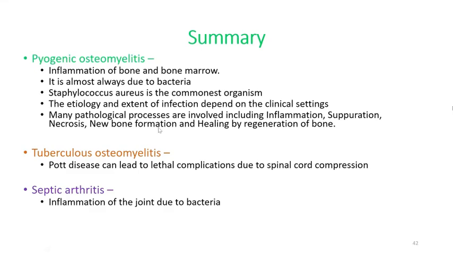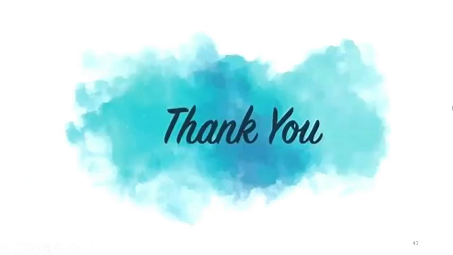And there are many pathological processes involved in acute pyogenic osteomyelitis, including inflammation, suppuration, necrosis, new bone formation, and healing by regeneration of bone. And we talked about two different terminologies, sequestrum and involucrum. You have to remember those two. And under chronic osteomyelitis, we talked about tuberculous osteomyelitis and Pott's disease, and it can lead to lethal complications due to spinal cord compression. And lastly, we talked about septic arthritis, that's the inflammation of the joints due to bacteria. So that's all I have to say.